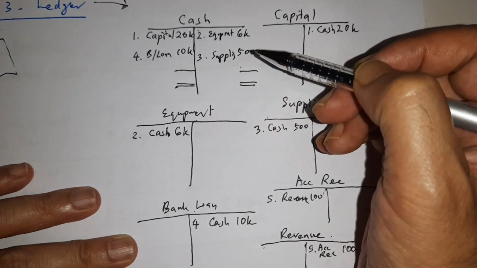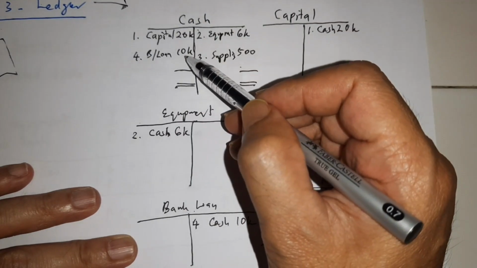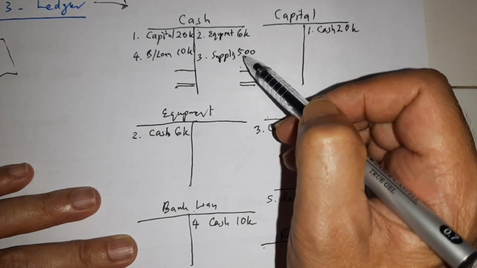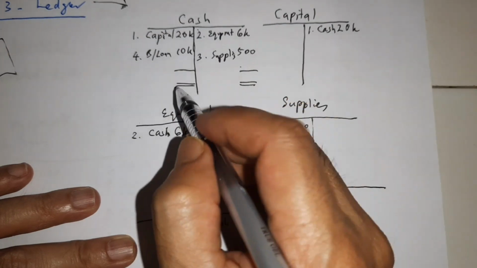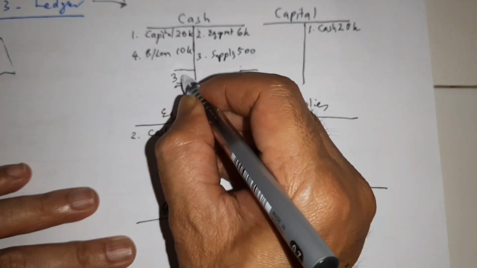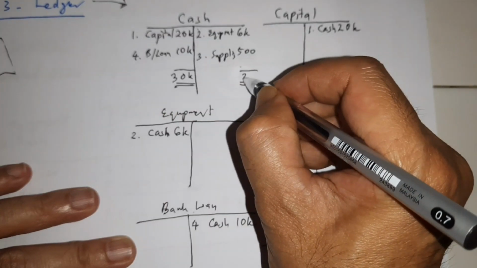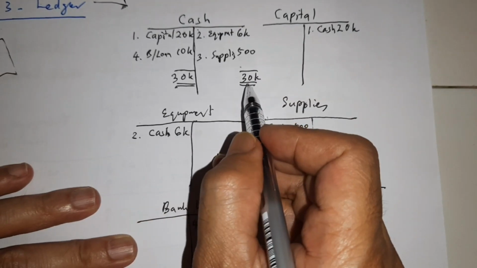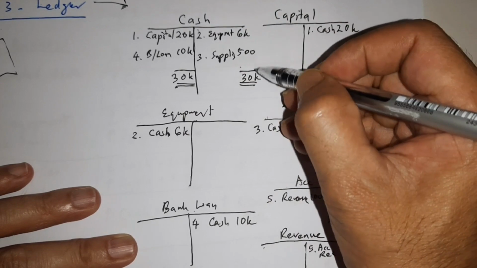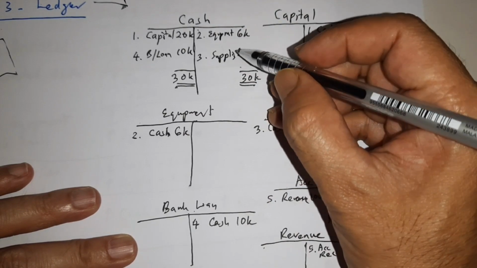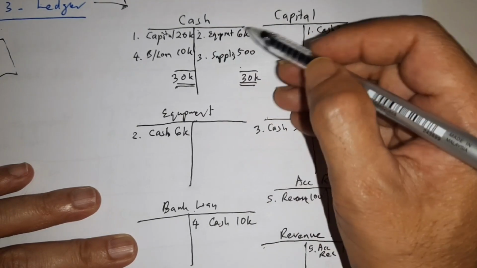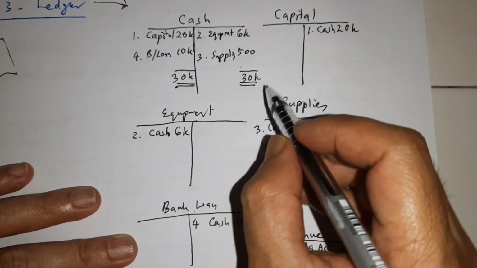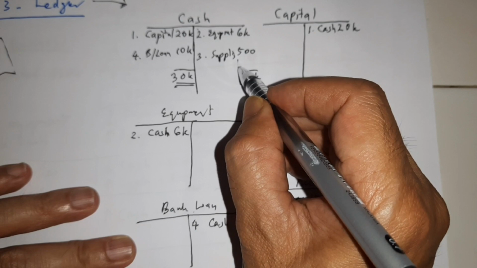So which one is the highest? This one is the highest. The highest number is 30,000. This one is smaller, 6,500. So you write the highest number, 30,000, in both totals. Now, after that, you have to calculate the difference. This one is 30,000. This one is 6,500. What is the difference?